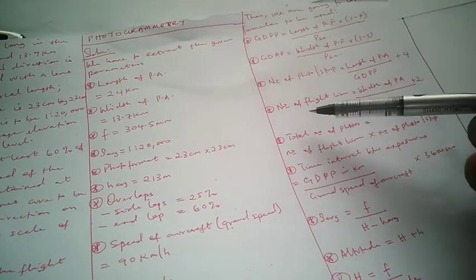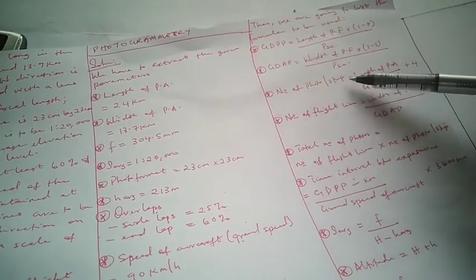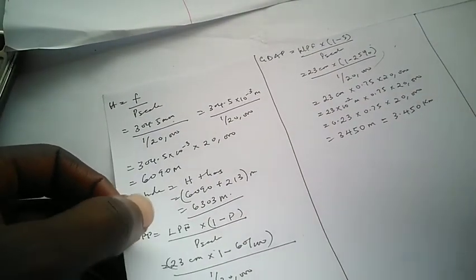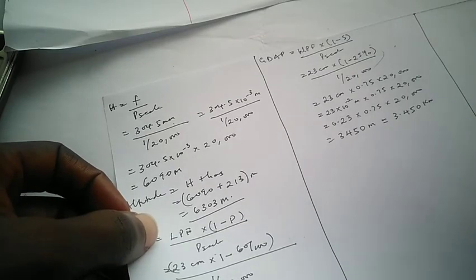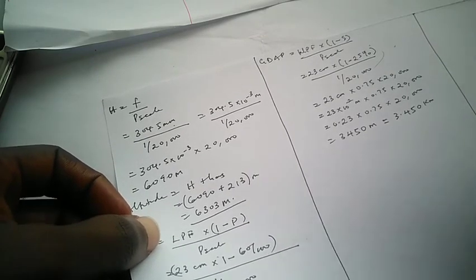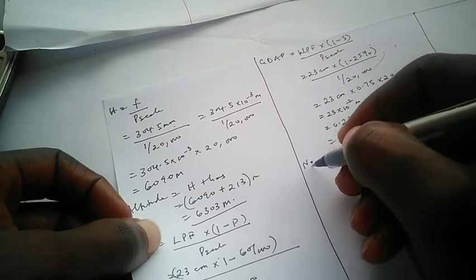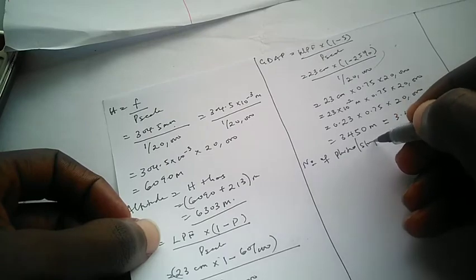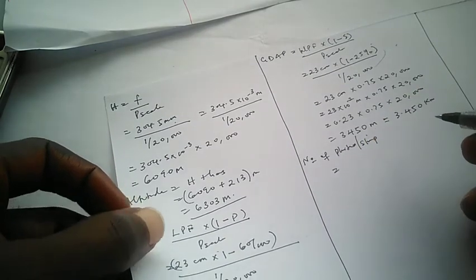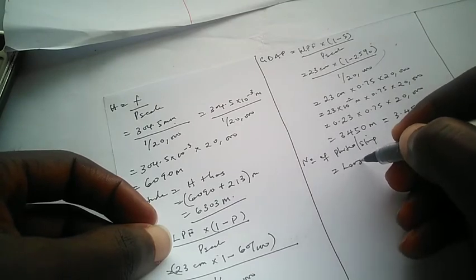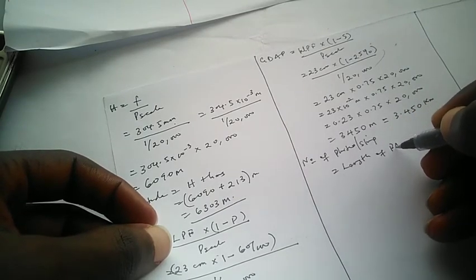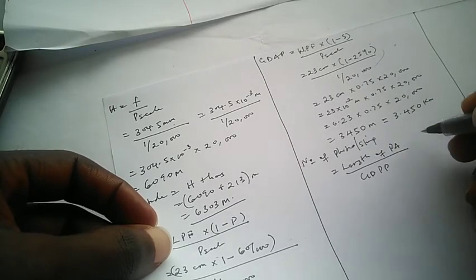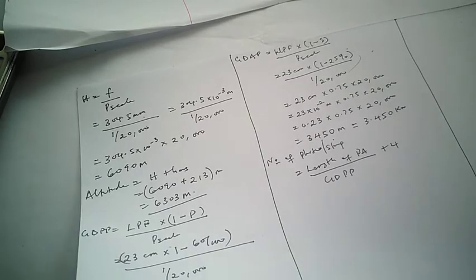Now the next thing we want to compute for is the number of photos per strip. That means on each of the strips that was covered, the number of photographs that were covered. And the formula for that, as was given, is equal to the length of the project area divided by the ground distance between principal points, plus 4. So this is the formula for that.